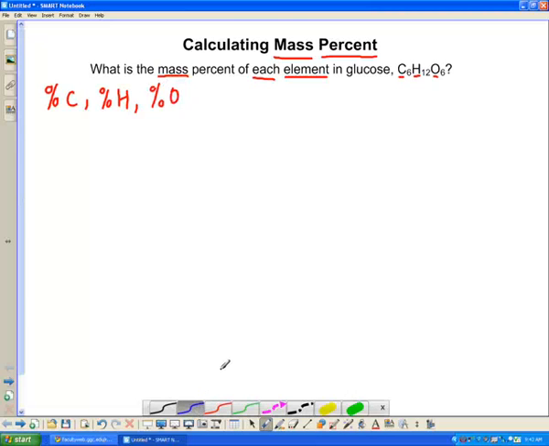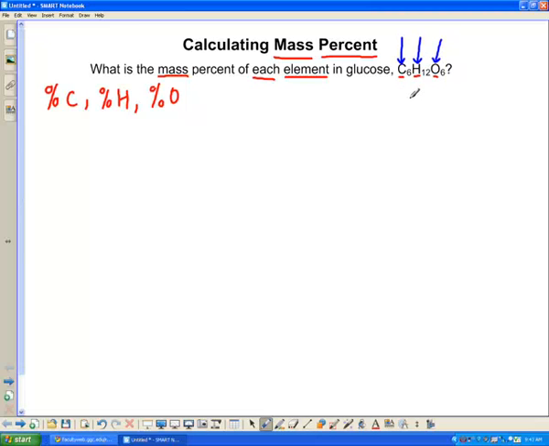So the first step in this sort of calculation is always the same. Because whenever you do a percent calculation of something, you've got to have something on the bottom and something on the top. And ordinarily, the bigger number is on the bottom, and then the smaller number is on the top. In this case, we're going to calculate the mass of the whole molecule, and then separately figure out the mass of carbon with respect to the mass of the whole molecule, then the mass of hydrogen with respect to the mass of the whole molecule, and then the mass of oxygen with respect to the mass of the whole molecule.